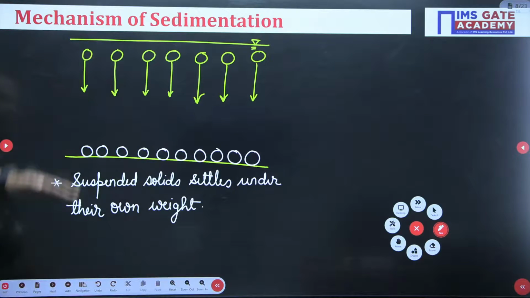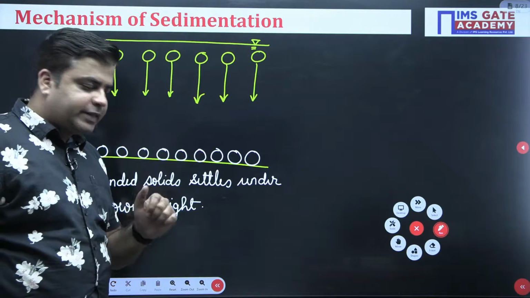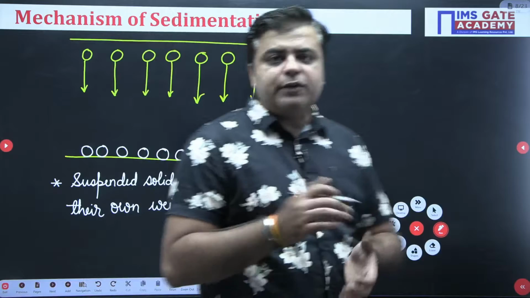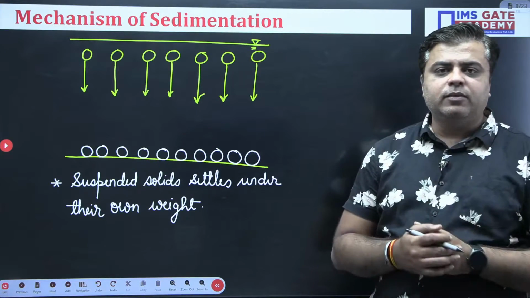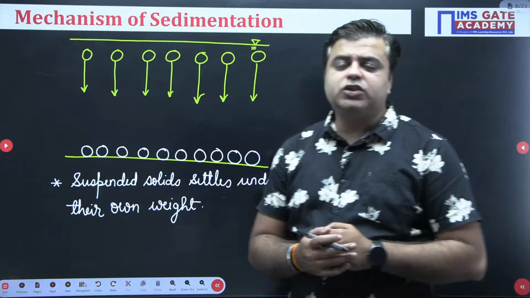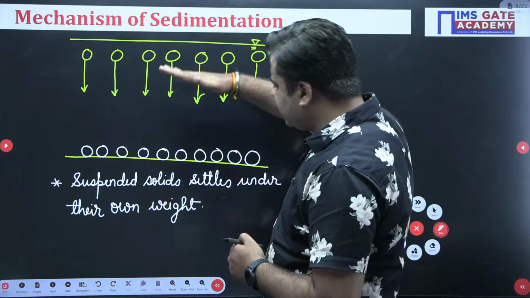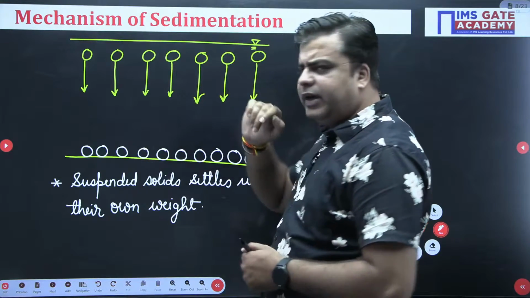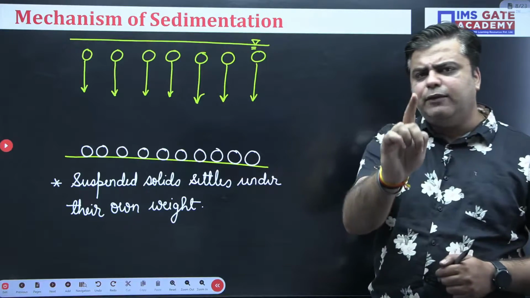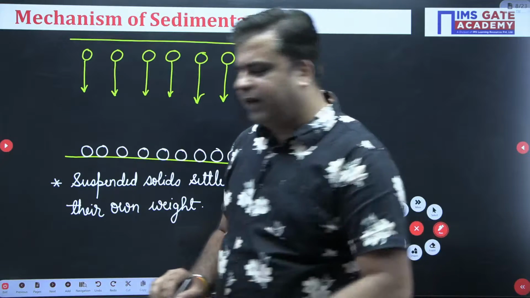Suspended solids settle under their own weight. This is the first thing. Second thing, this theory of sedimentation is totally dependent on one factor or one parameter, which is known as the specific gravity. This entire theory of sedimentation, that is settling under its own weight, is dependent on only one parameter, and that is known as the specific gravity.